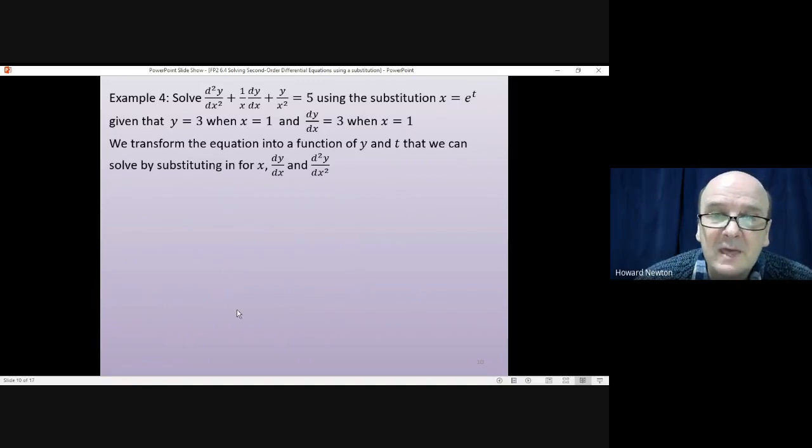And at the end of all of that, there will also be these boundary conditions that you need to substitute in order to find the particular solution. So have a go at this yourself. Good luck. Pause the video and come back to me when you're ready.